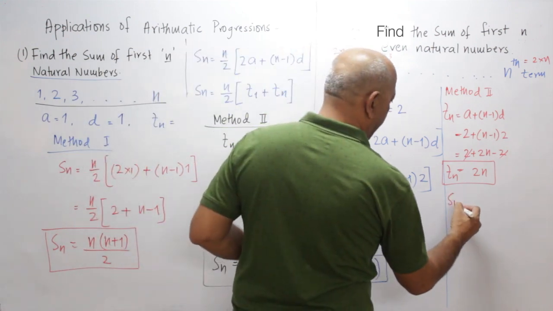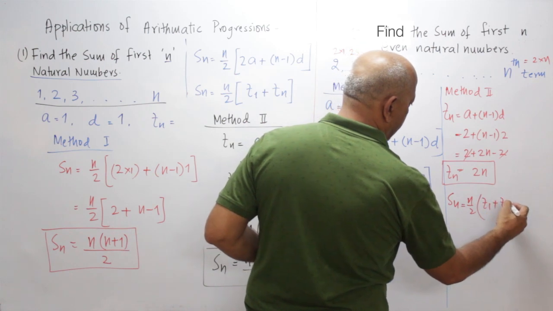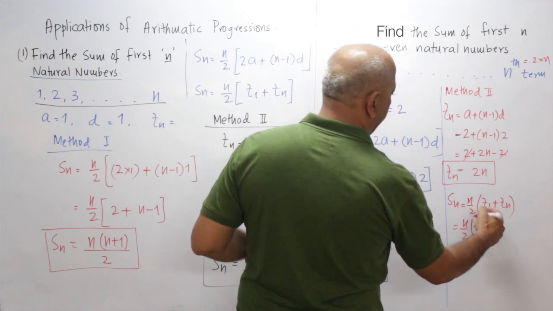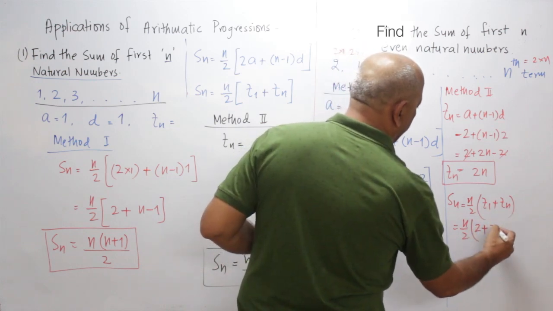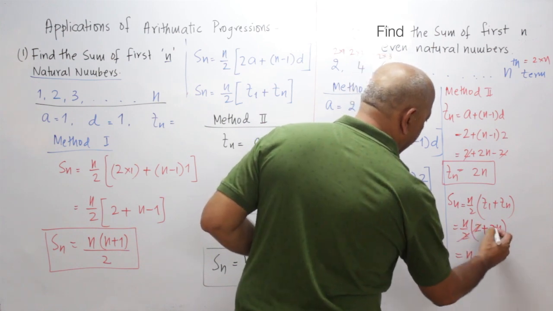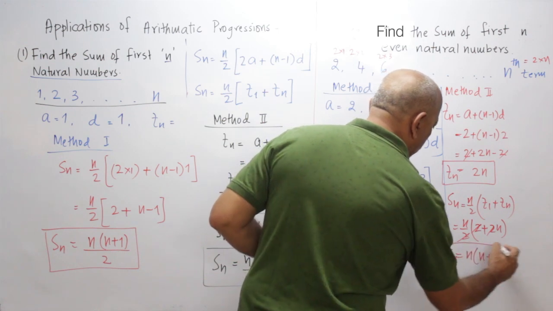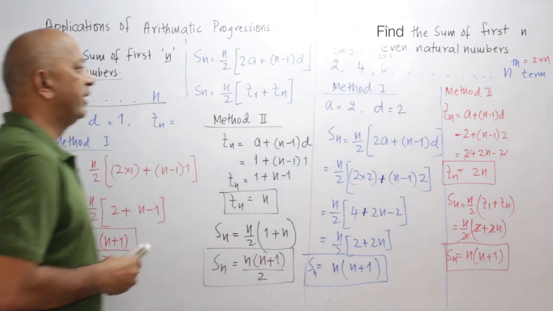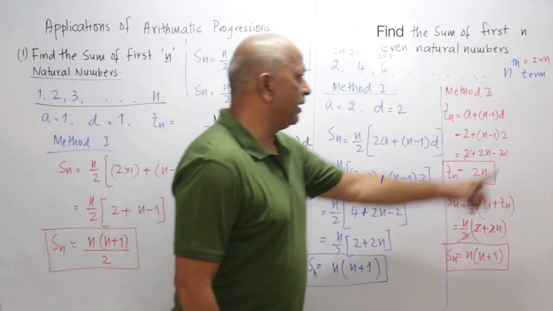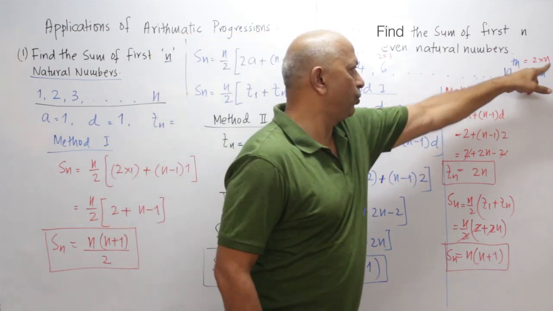Now Sn is equal to n upon 2 into T1 plus Tn. And we know the value, n by 2, T1 is equal to 2 and Tn is equal to 2n. If I take 2 inside, then I'll get the answer n into n plus 1. That is Sn. So we get the same answer. So basically, you have to understand the nth term is the multiple of 2. So it's 2 into n.